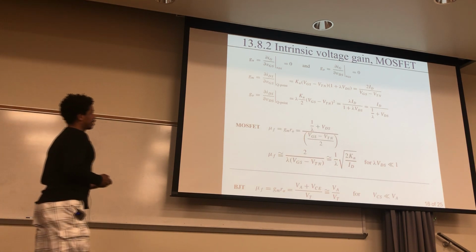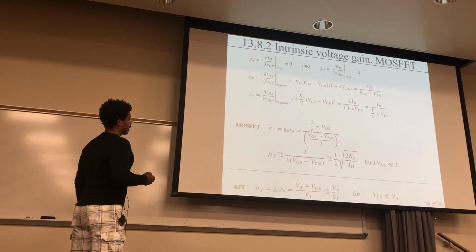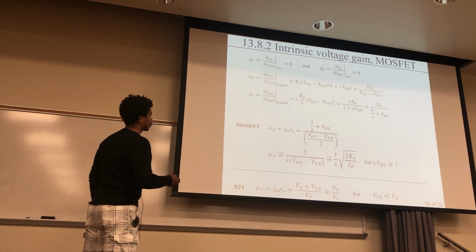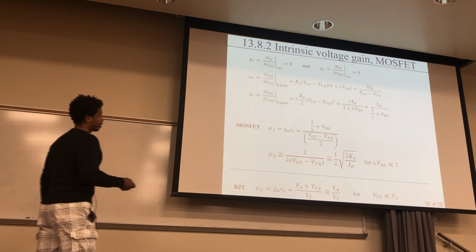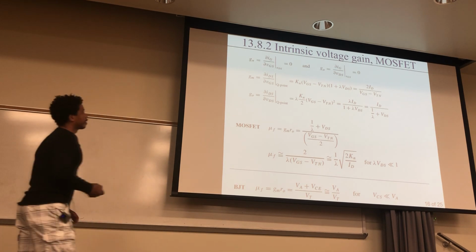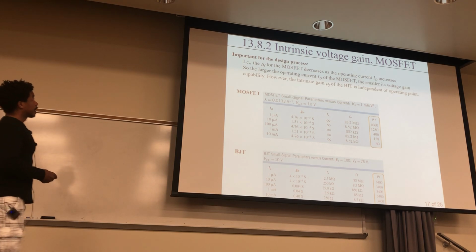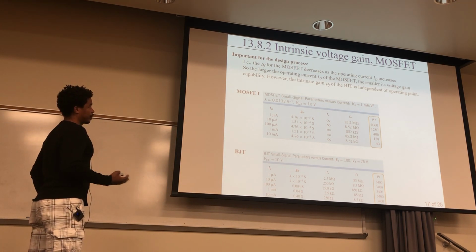And also for the intrinsic voltage gain, here's what we get for the MOSFET right here for intrinsic gain. Okay, and for the BJT, we got this right here. So it's quite different. And to look at that in terms of numbers, and this is actually important if you're trying to design certain things, right?